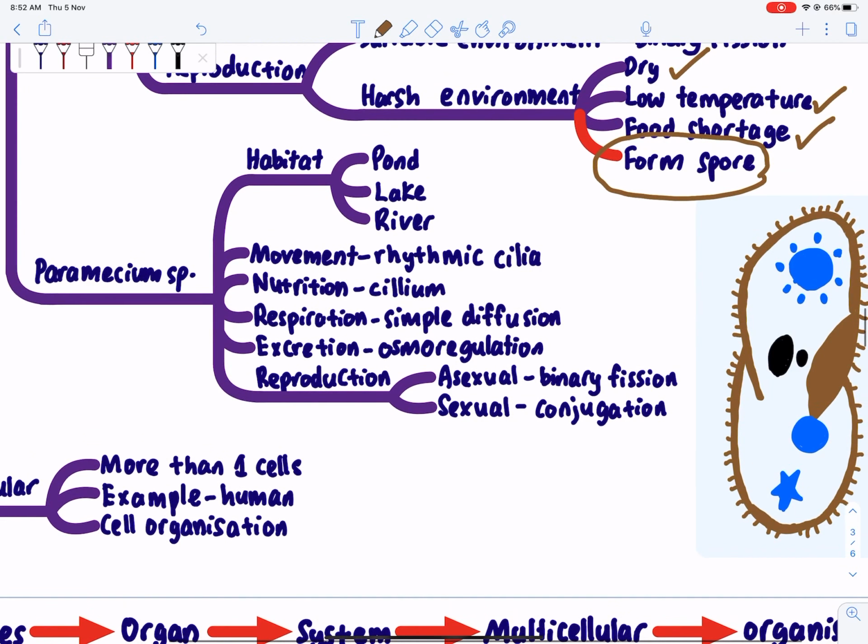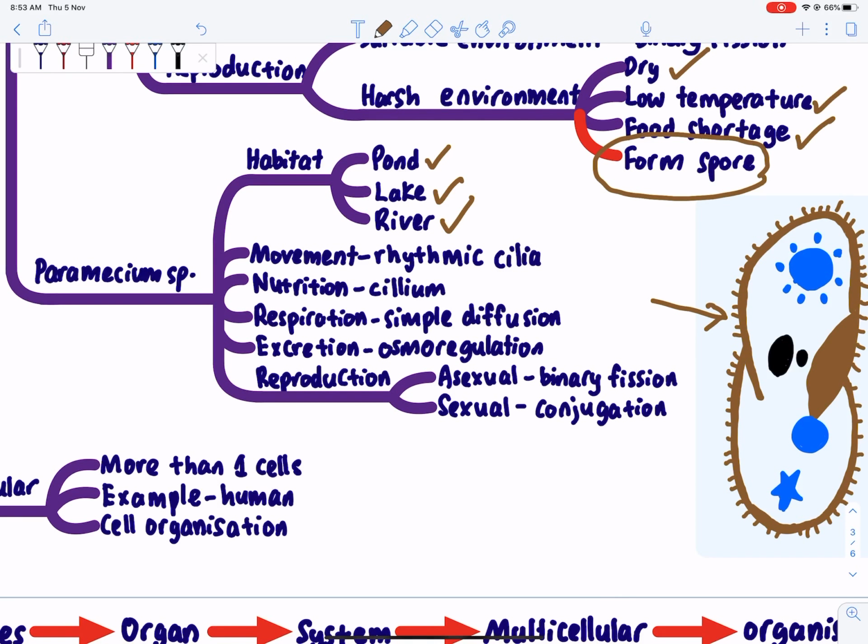Now we move to paramecium. The paramecium habitat is similar to the amoeba. We have the pond, lake, river. Paramecium is much smaller compared to amoeba. That's why one of the foods eaten by the amoeba is paramecium. This paramecium is eaten by the amoeba. Amoeba is much larger compared to paramecium.